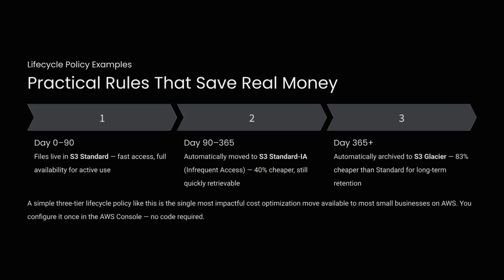A simple 3-tier lifecycle policy saves real money. Files start in S3 Standard for active use, automatically transition to S3 Standard IA at day 90 for a 40% cost reduction, and finally move to S3 Glacier at day 365 for 83% savings. This impactful cost optimization is configured easily in the AWS console.